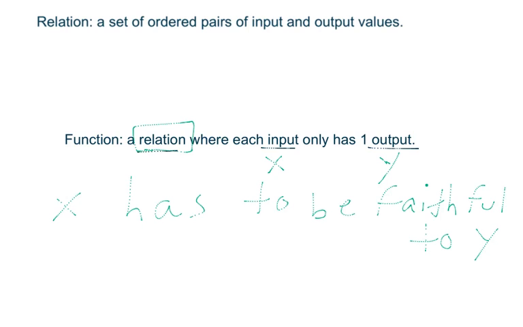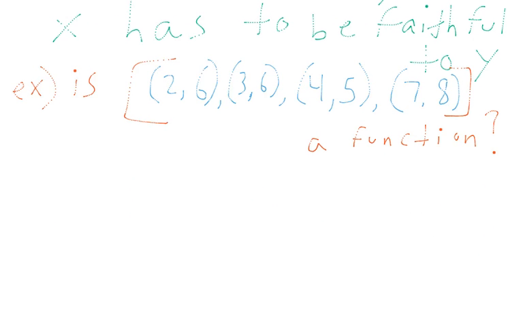If one x pairs with two different y's, then it's not a function. I'll show you an example of that right now. So here's my relation. Is this relation a function? I have the points (2,6), (3,6), (4,5), and (7,8). I know it's kind of confusing. You have a lot of commas here. That first comma in the parentheses separates x from y. This comma here just separates each ordered pair, because each ordered pair goes together.